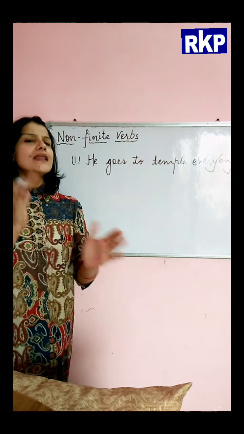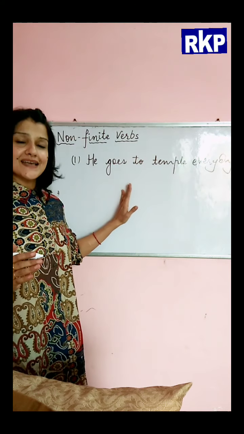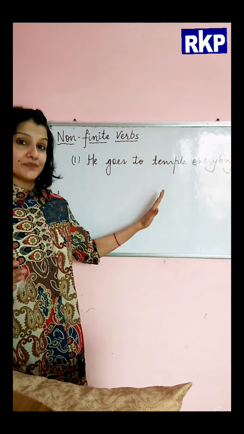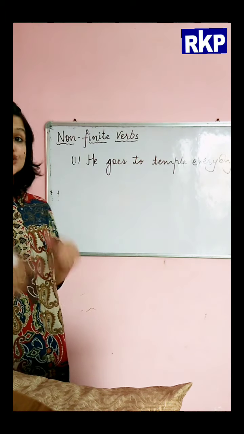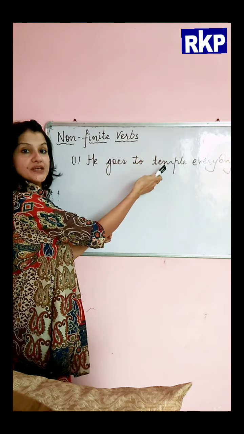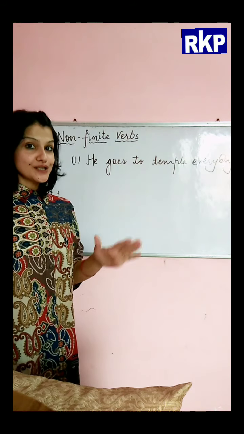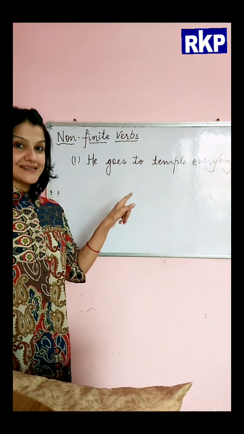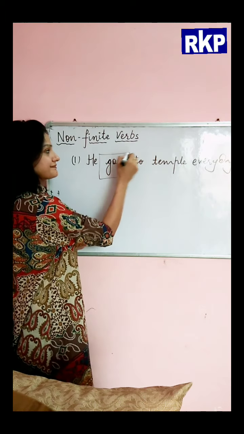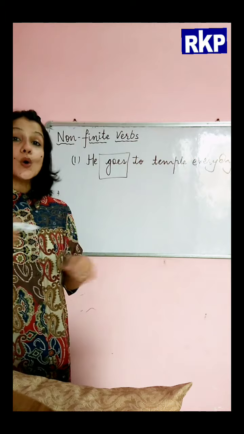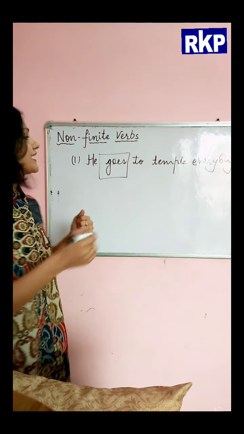Now let's try to understand it. What is the verb in this sentence, beta? We all know verbs are action words. So if we try to notice here, what is the action that is going on in this sentence? Of course, it is goes. Go is the verb. Go, went, gone.